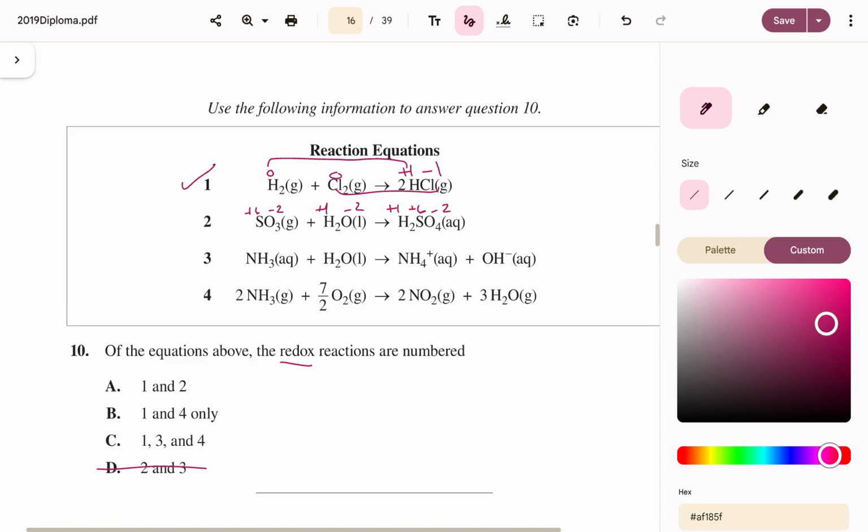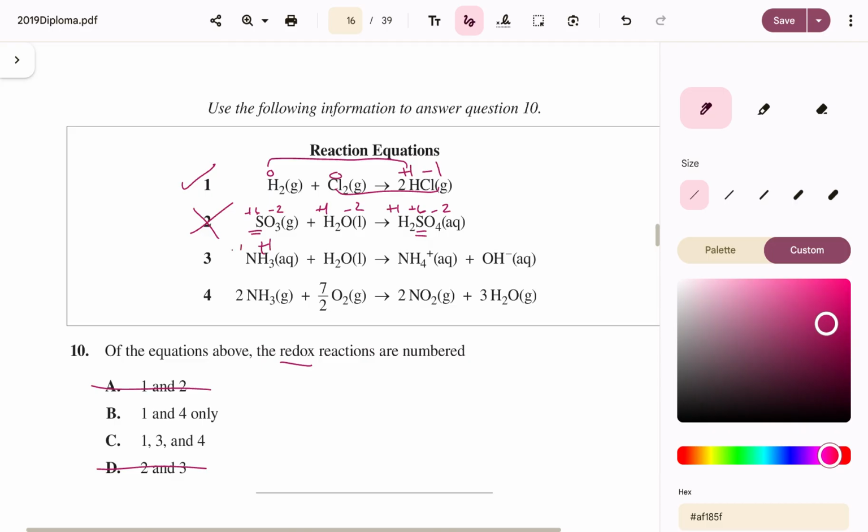So in this one, here's an example where there is no change, right? Sulfur was +6 on the reactant side. It's +6 on the product side. And your oxygens and hydrogens didn't change. So number 2 is not a redox reaction. So now we're looking between B and C for our answers. So let's do the same thing. Assign your numbers.